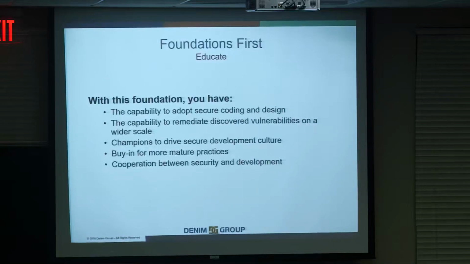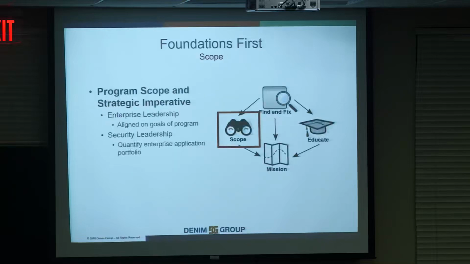So anyway, when you get past education with this foundation, you have the capability to adopt secure coding and design, the capability to remediate discovered vulnerabilities on a wider scale, and champions to drive the secure development culture. A healthy enterprise is just as much about culture as it is about rules and policies. Buy-in for more mature practices and cooperation between security and development. We start getting a healthy relationship between the two. And scoping is something that we can do in parallel with educating our developers and in parallel with more finding and fixing. Program scope and strategic imperative.